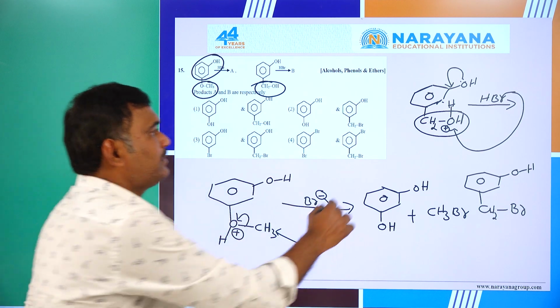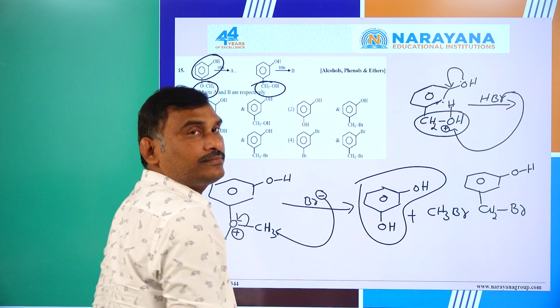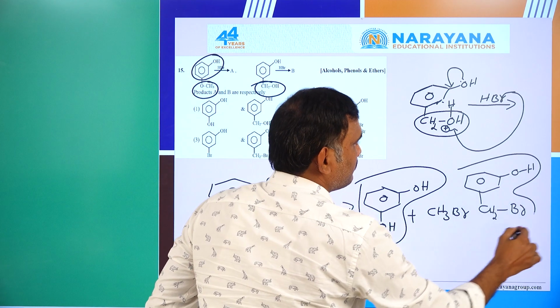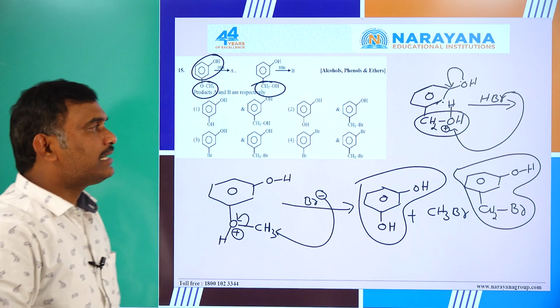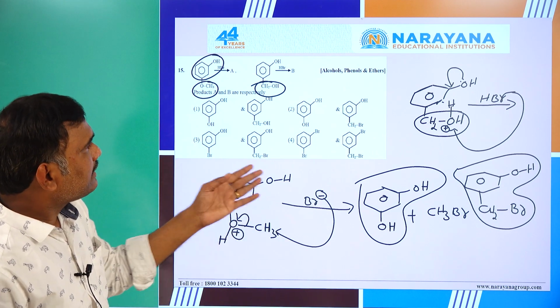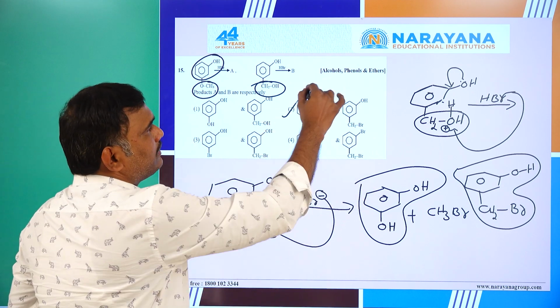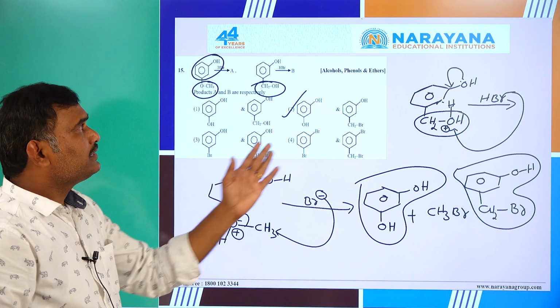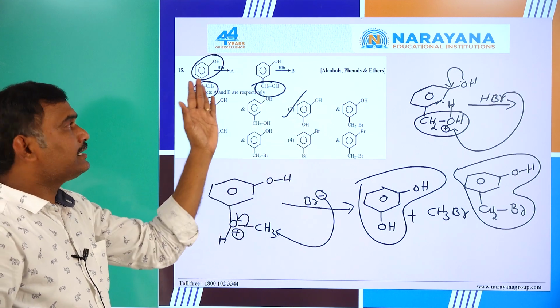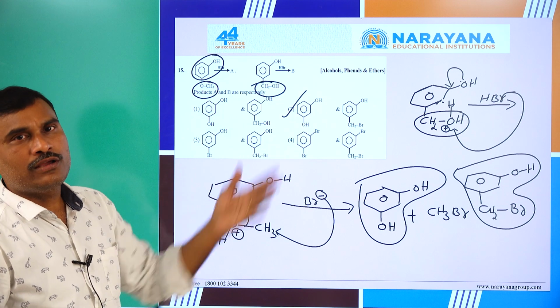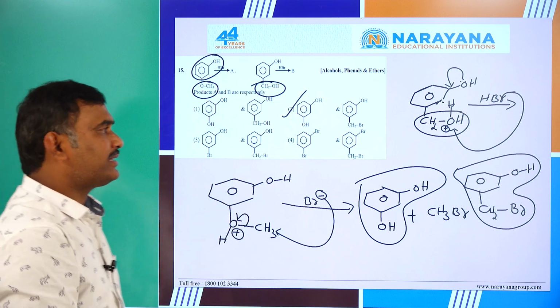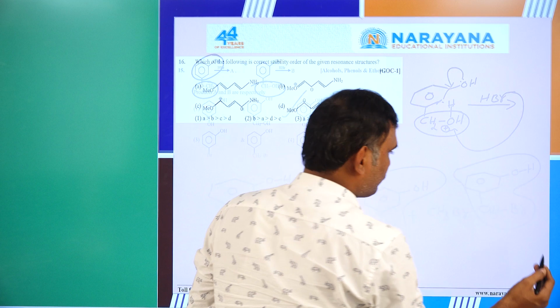Now let us see the option. Where is that? Resorcinol is one option, and CH2Br and OH. Here is the option. So simply this is based on knowledge of ether cleavage and nucleophilic substitution. Go for the next question, students.